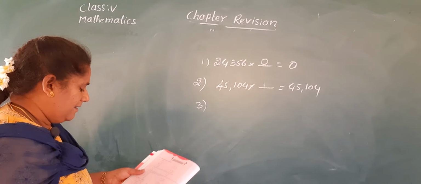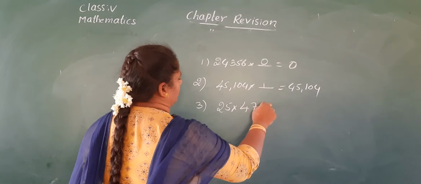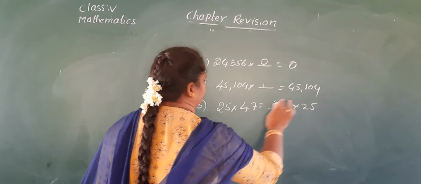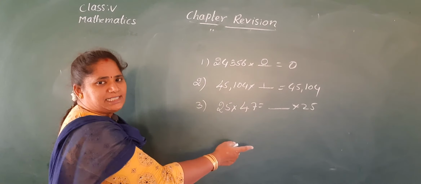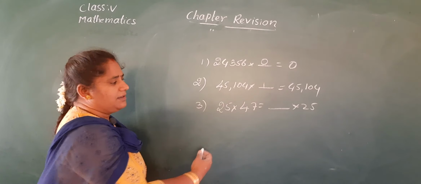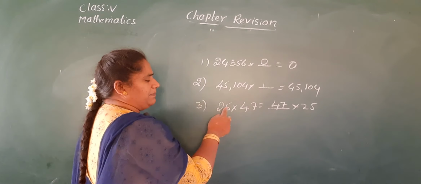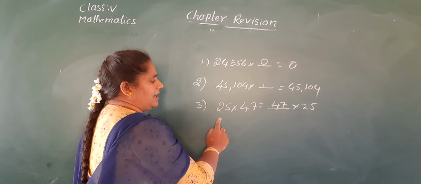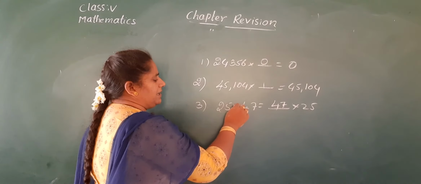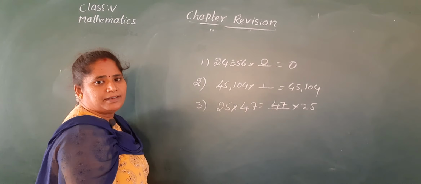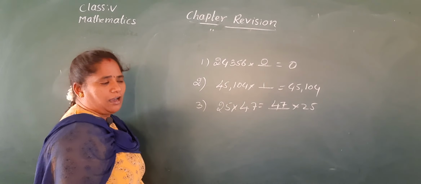And next, 25 into 47 equal to dash into 25. Come on, answer my question. 25 into 47. If you change the order of this, we get 47. Okay, Nana? Here we multiply 25 into 47. If you change the order, 47 comes first: 47 into 25. Come on, tell me, which property is this? Yes, this is the commutative property.